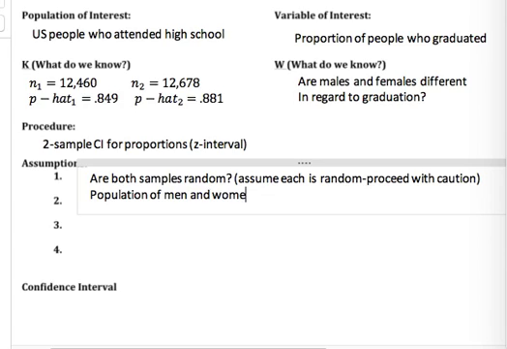I guess you got to do these separately, but they're so close. I just want to do them together. But is the population of men in the U.S. greater than 1,246,600?